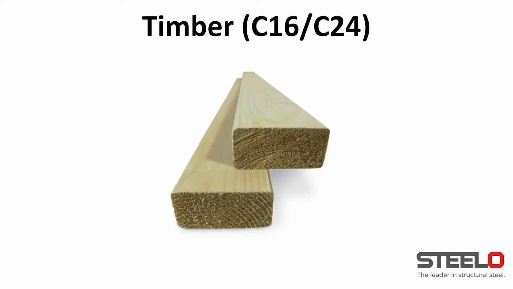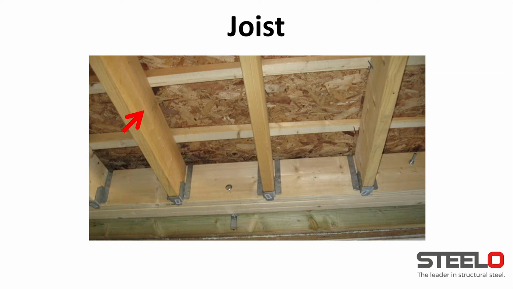Timber is basically wood, but then if you see anything like here C16 or C24, it is basically different grades of timber. A joist is normally a timber joist, and it comes in different shapes and sizes, and it is used to support a new floor.